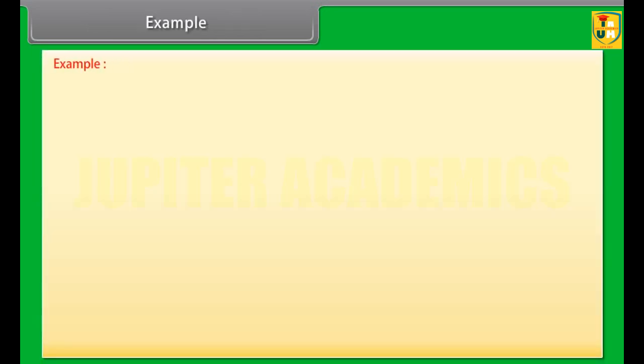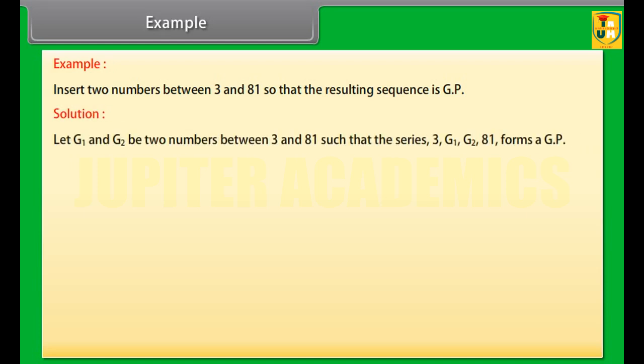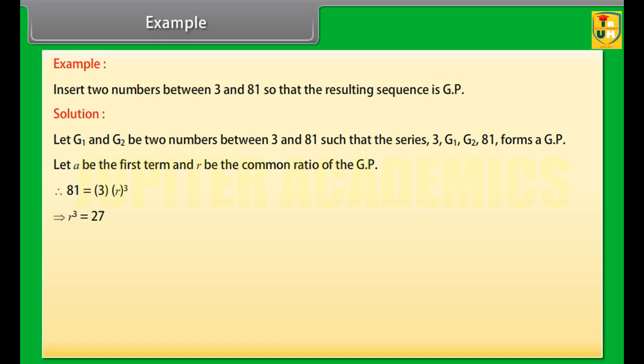Example. Insert two numbers between 3 and 81 so that the resulting sequence is GP. Solution. Let g1 and g2 be two numbers between 3 and 81 such that the series 3, g1, g2, 81 forms a GP. Let a be the first term and r be the common ratio of the GP. Therefore, 81 is equal to 3 into r cube. It implies r cube is equal to 27. Therefore, r is equal to 3, taking real roots only.